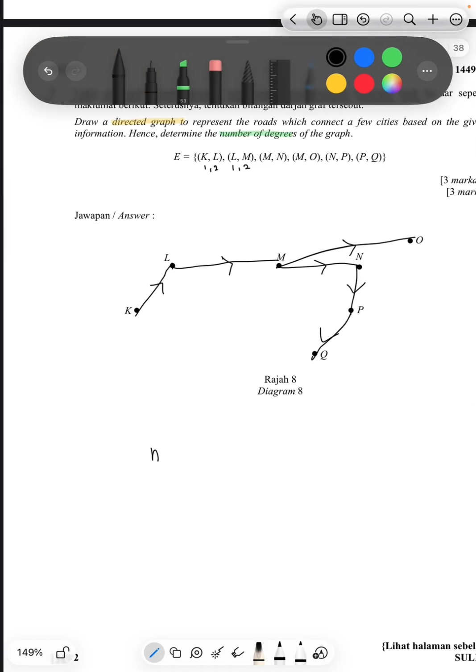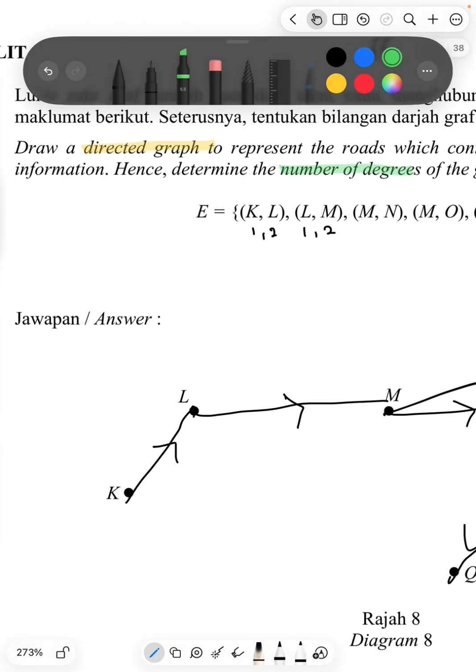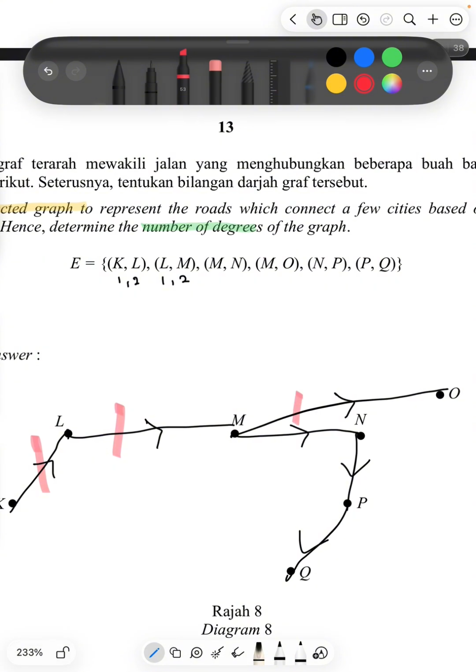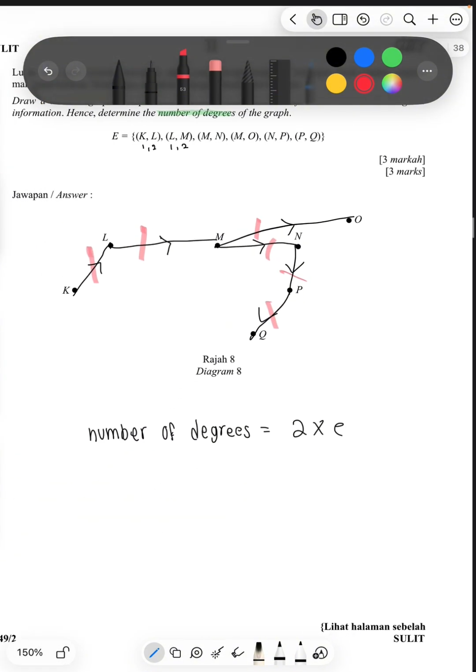And now they want us to find number of degrees. Number of degrees, the formula is it's equal to 2 times the number of edges. So count. Okay, this is 1, 2, 3, 4, 5, 6. So if the edges is equal to 6, then 2 times 6, degrees is equal to 12.